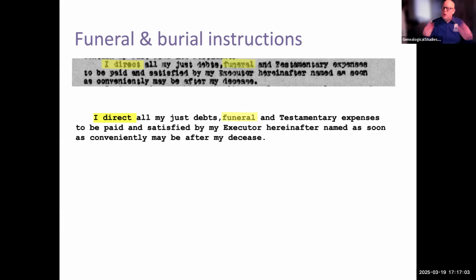So you don't always see these in wills. A lot of the times, testators will just say, "Hey, take care of my debts," and they won't get into specific instructions for funeral expenses. But it's pretty standard to see something in there. Pay for my funeral, buy me a tombstone, bury me in the specific location, scatter my ashes in the Atlantic, whatever it might be. You'll see specific instructions from time to time.